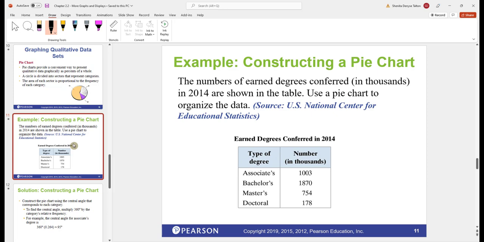So the numbers of earned degrees conferred in thousands in 2014 are shown in this table. We're going to use a pie chart to organize the data. So as you can see, we have associates, 103,000, bachelors 1,870, masters 754,000, doctoral 178,000. These are all in thousands. That 1870 thousands is over a million. 1,870,000 is what that means, but it's just truncated.